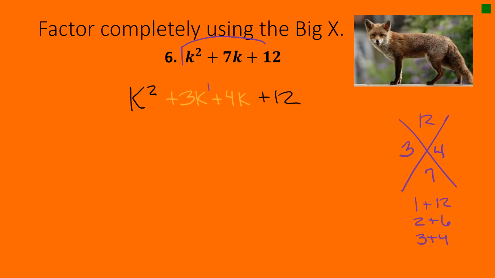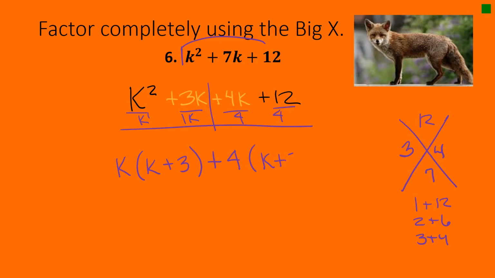4 terms now, we're going to go to grouping. These first two have a k in common, so I'm going to pull out a k. k squared divided by k leaves me with k. 3k divided by k is 3, 0 k's left. This is positive, so I'm pulling out a positive. My common factor here is a 4. 4k divided by 4 is k. 12 divided by 4 is 3. Got your two factors there. What do they have in common? k plus 3. What do we have left over? k plus 4.